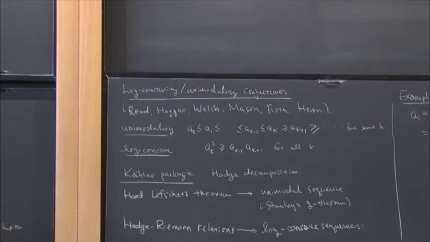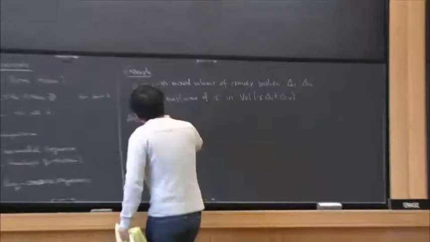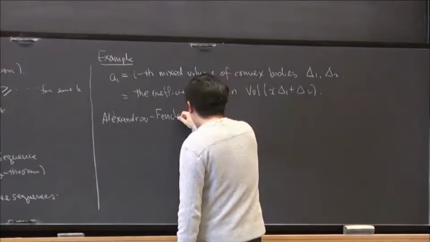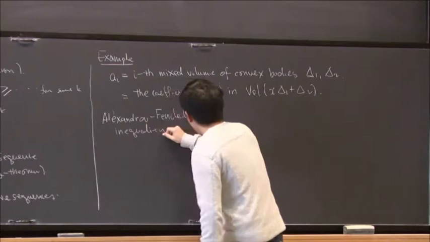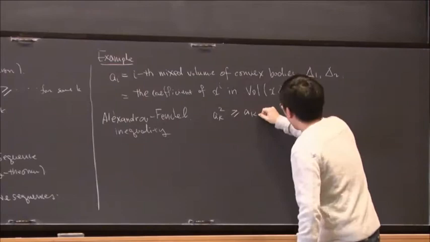So if you have any two convex bodies in R^n, and you take the Minkowski sum with one indeterminate, and you compute the volume for all such Minkowski sums, that turns out to be a polynomial in one variable x, and you read off the coefficients. So the polynomial starts with the volume of delta 1 and ends with the volume of delta 2. So in this context, the Hodge-Riemann relation is known as the Alexander-Fenchel inequalities. And it says that for all index k, you have this.